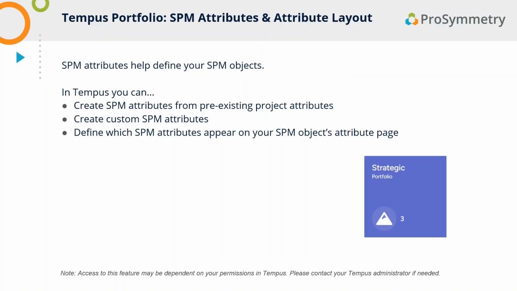In this video, I will be reviewing how to create SPM attributes and set up the attribute layout pages in Tempus Portfolio. SPM attributes help define your SPM objects. In Tempus, you can create SPM attributes from pre-existing project attributes, create custom SPM attributes, and define which SPM attributes appear on your SPM objects attribute layout pages. So let's take a look at how this works in Tempus.